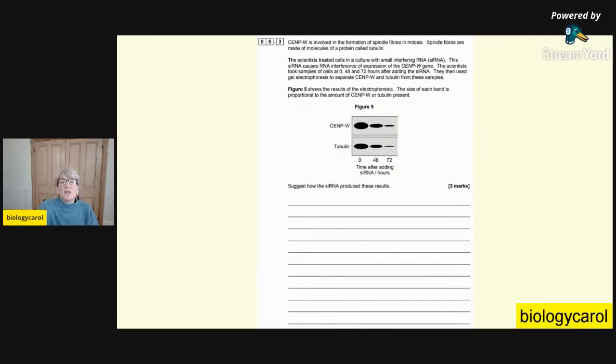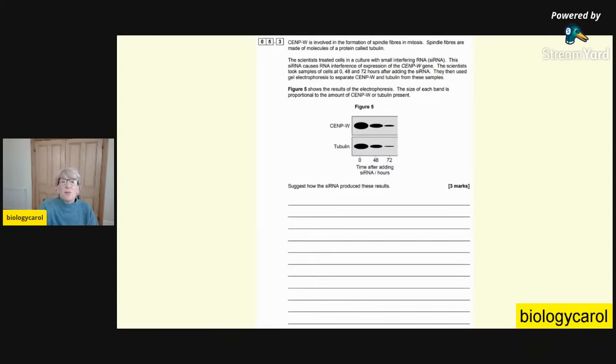Now they tell you that this protein is involved in the formation of spindle fibers in mitosis. Spindle fibers are made of tubulin. And they tell you that they treat the cells with small interfering RNA. This causes interference of the expression of the CMPW gene. Worth noting that the gene, when it's written, is always written in italics, and when you talk about the protein, it's always written non-italicized. Don't know if that helps, but it's a scientific convention.